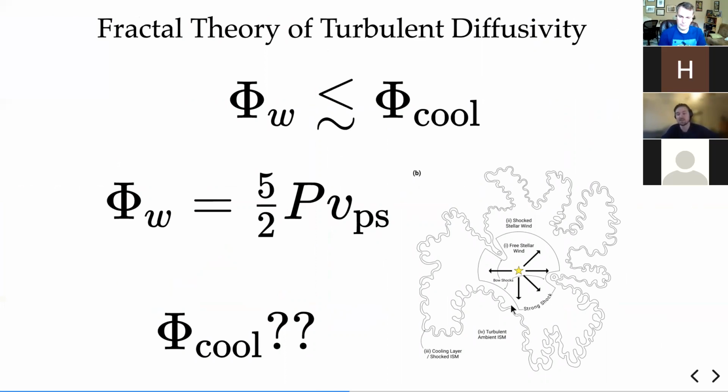One way to think about this is, can I just compare the energy flux that's being provided to this interface by the wind to an energy flux that I think this surface has the capacity to cool away? That's what this phi cool is. The general idea is that the capacity for the wind to cool away material is greater than the capacity for the wind to provide energy to the interface. We can measure this pretty straightforwardly.